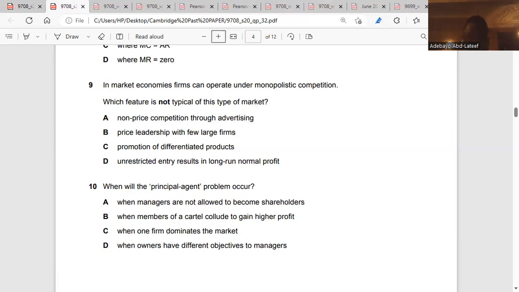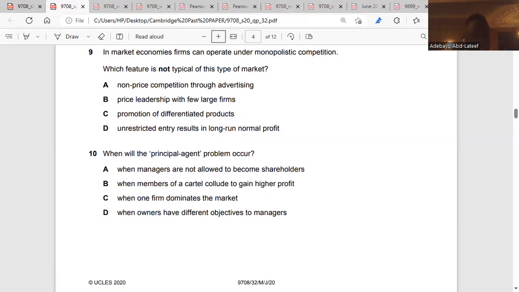Unrestricted entry results in long-run normal profit. There's no restriction there. Any firm, there's free entry and exit. So the only point that is not a characteristic of monopolistic competition is price leadership. There's no price leadership because they are producing different products. Is it clear? So that's B, question 9.